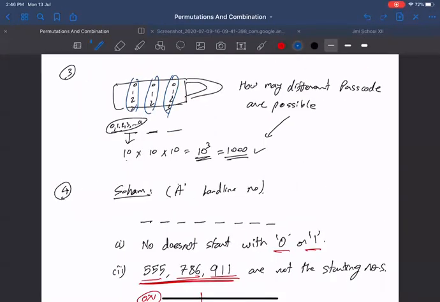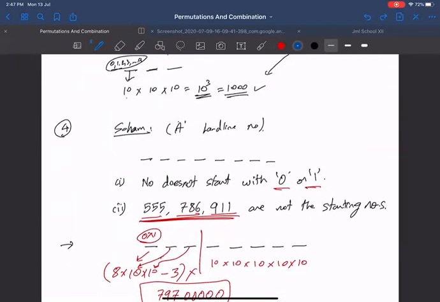Next question was a combination lock. How many different ways can you set a passcode for a combination lock which has 3 wheels numbered from 0 to 9? So there are 3 wheels, each can have a number from 0 to 9. That means there are 10 options for the first wheel, 10 options for the second wheel, 10 options for the third wheel. So altogether there are 10^3, 1,000 ways of doing this.